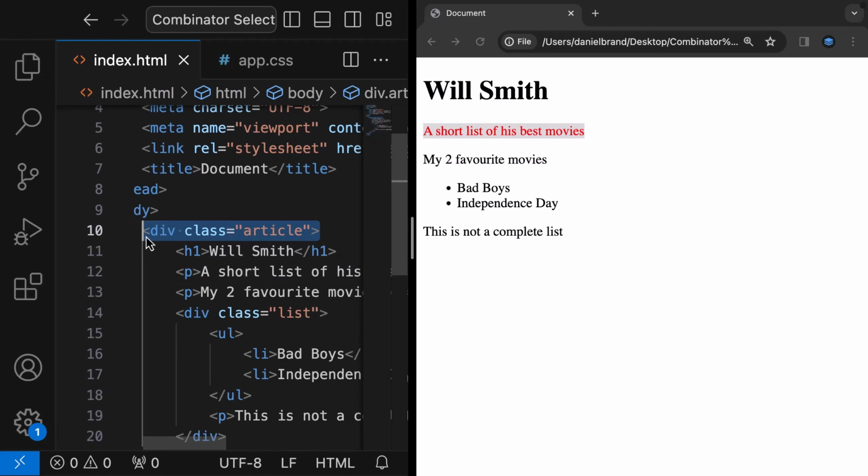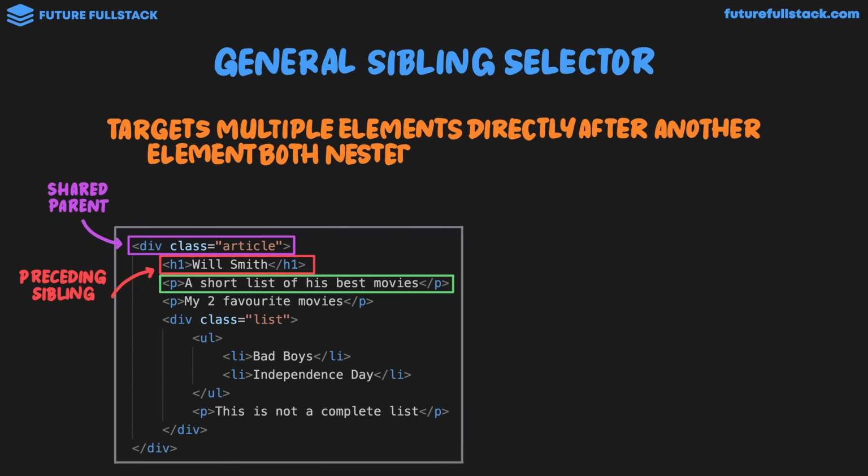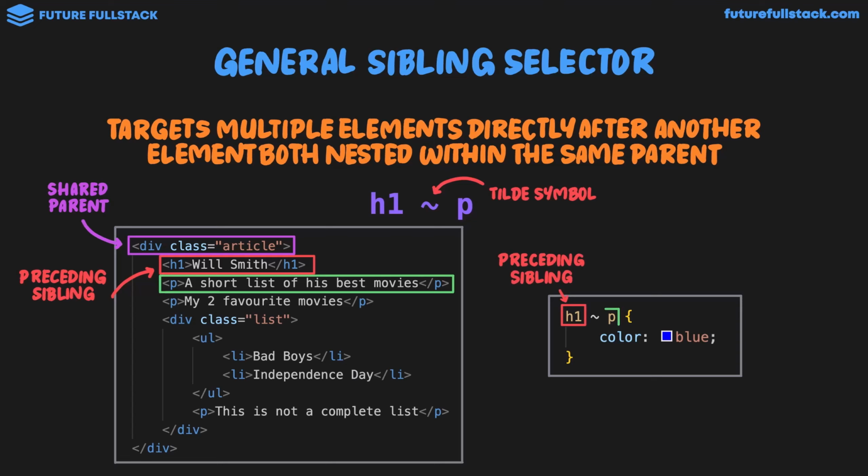The last combinator selector we're going to look at is the general sibling selector. This targets multiple elements directly after another element, both nested within the same parent. And the syntax looks like this, where we have two selectors separated by a tilde symbol. So let's have a look at this inside CSS. I'm going to define this rule here. The H1 is again considered the preceding sibling, and the paragraph is now referred to as subsequent siblings. The general sibling selector is pretty similar to the adjacent sibling selector. In addition to selecting direct siblings, it will select multiple siblings that are nested within the same parent.